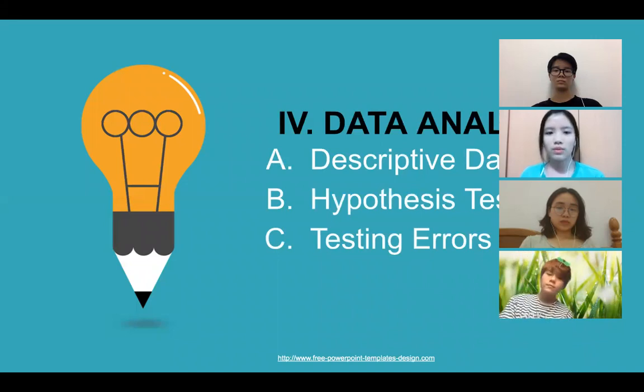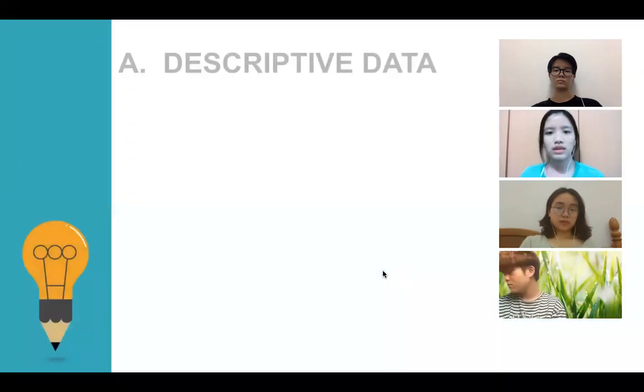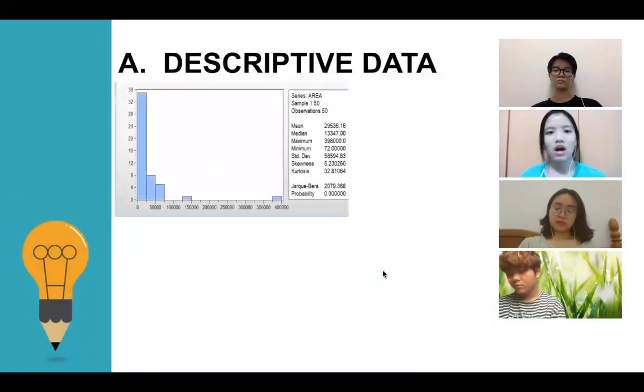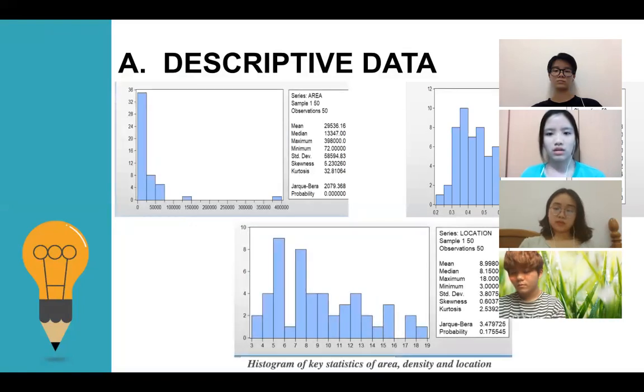In this part, we mentioned three factors: descriptive data, hypothesis testing, and testing errors. Let's move to the descriptive data. We have three graphs. From the key statistics of the variables in the first graph, we can know the mean, median, maximum, minimum, standard deviation, and probability of each variable.